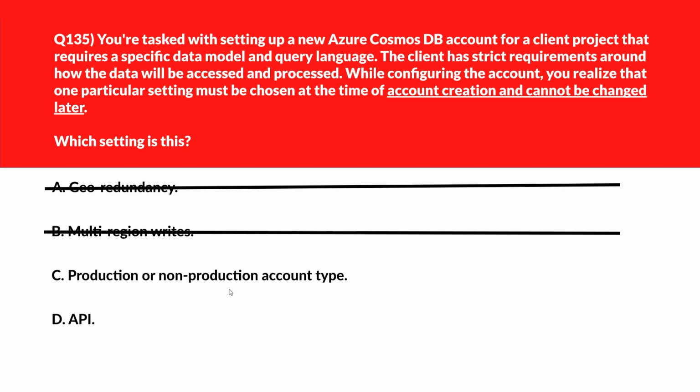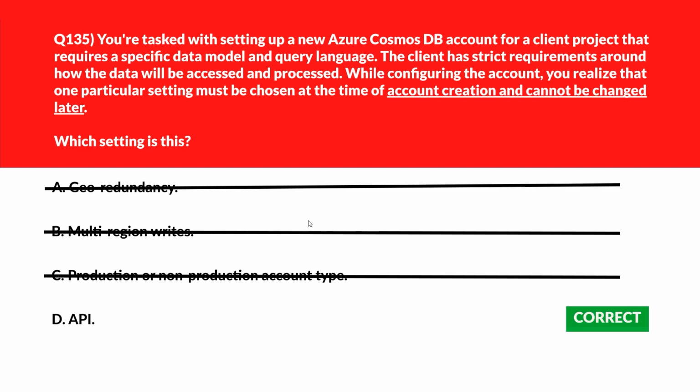C says production or non-production account type. The production or non-production account type is not bound to creation as it can be adjusted later for classification or billing purposes. Let's delete it. We'll move to option D, which is the only option left, that is API. API selection is bound to creation as it defines the data model and query language and cannot be changed once the account is created. Looks good? We'll lock option D, API, as the right answer.